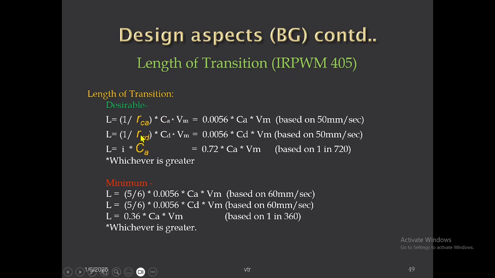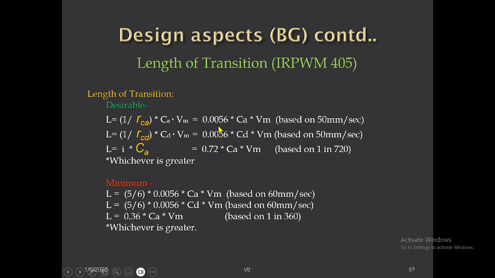Then coming to the length of transition, as already discussed, you have desirable and minimum values. Already we have seen the limiting values. Here there are three conditions for fixing our length of transition. One is based on the rate of change of cant, the second is rate of change of cant deficiency, and the third is the cant gradient. Whichever is greater, out of the three formulae, whatever value you get is more, that will be the length of transition we have to fix.